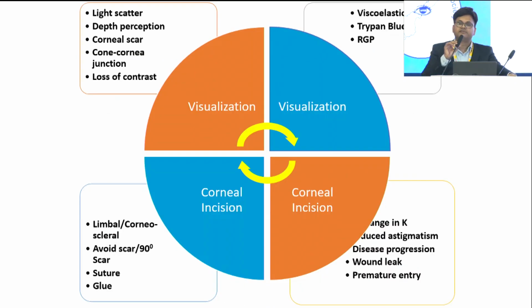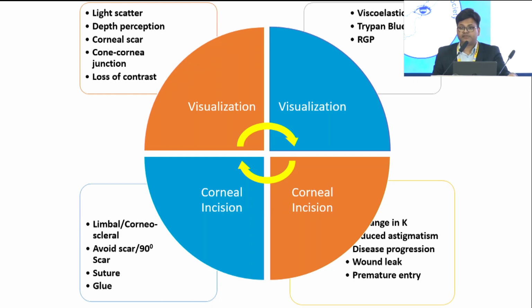So just to summarize, what are the difficulties that you may encounter in corneal ectasia? The most important problem is probably visualization. Why? Because there will be light scattering, difficult depth perception, there may be a corneal scar, and the cornea cone junction may cause a lot of difficulty. So how to bypass that? Use trypan blue, use viscoelastic, that improves your contrast a little bit.